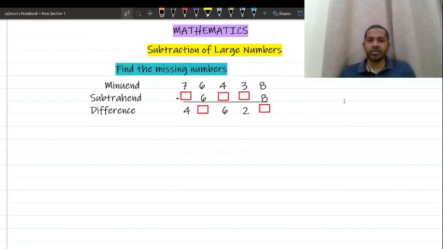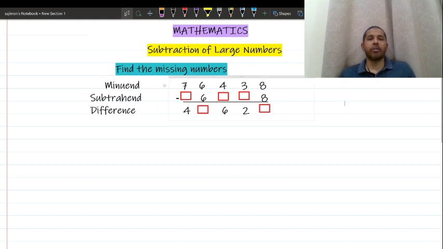Now children, look at this question. Here a subtraction statement is given, and look here, from the subtrahend 3 numbers are missing and from the difference 2 numbers are also missing. So we are going to find out which numbers belong in those missing places. Once again, see the names of the numbers related to subtraction: minuend, subtrahend and difference.